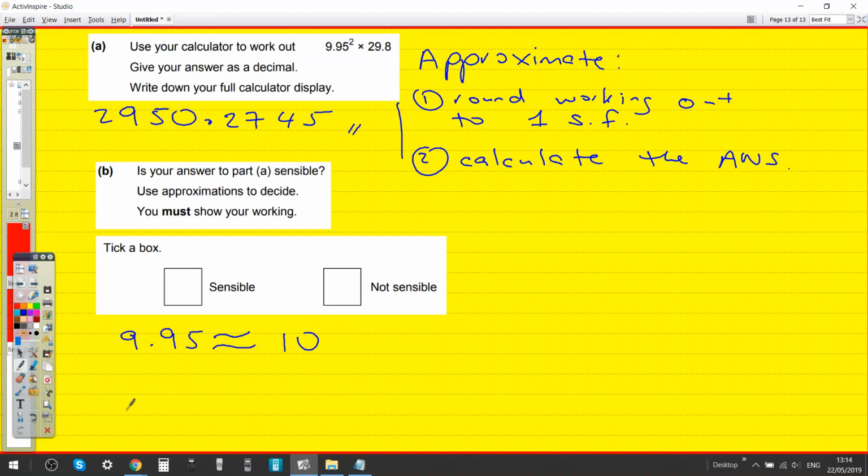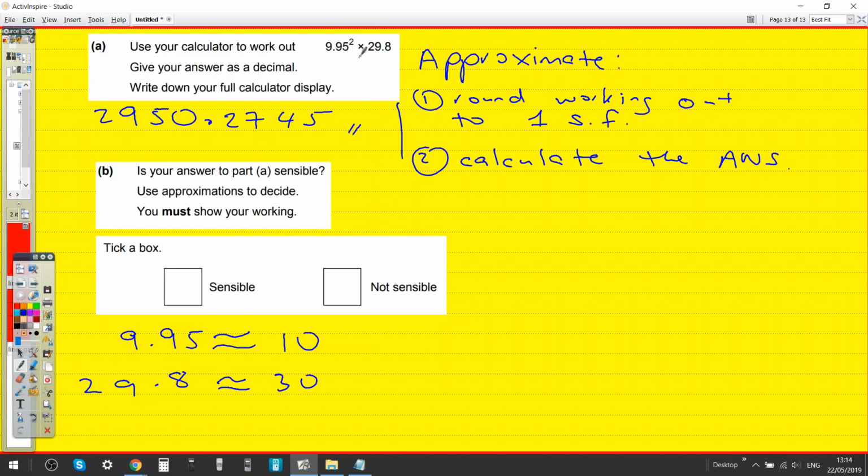Of course. Next one. So 29.8. It's going to be 30. Yes, well done. Okay, approximate. Sorry, calculate. So 10 times 30 is 300.